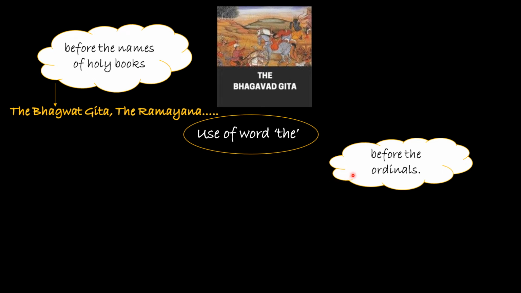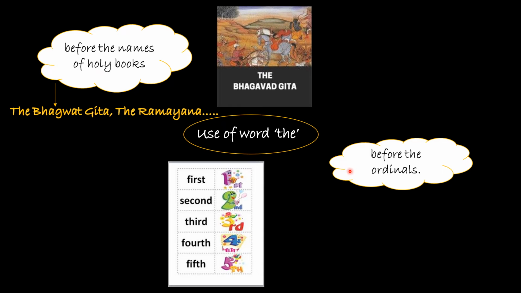Before the ordinals. Now students, what are ordinals? This we also did when we were doing adjectives, ordinals and cardinals, if you remember. If you don't, kindly revisit the video and revise it. Ordinals tell us about the position of a person, place or a thing. Like this, first, second, third, fourth, fifth.